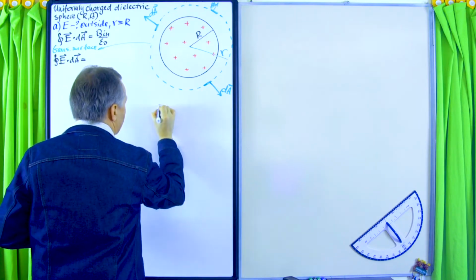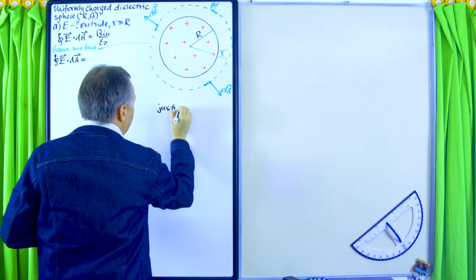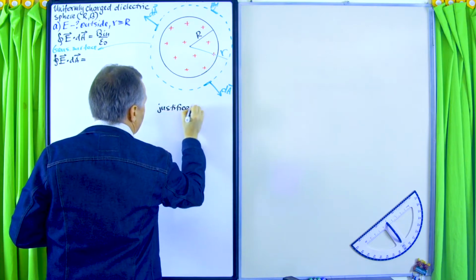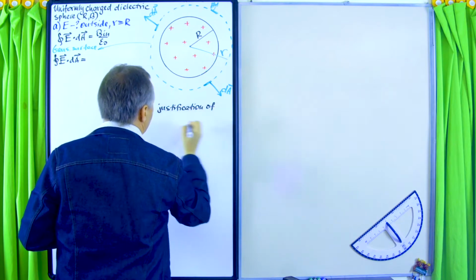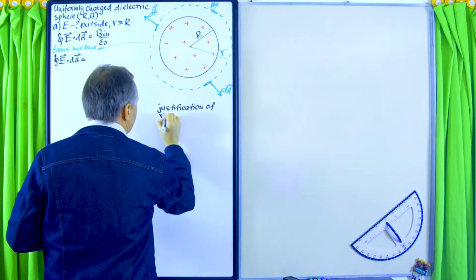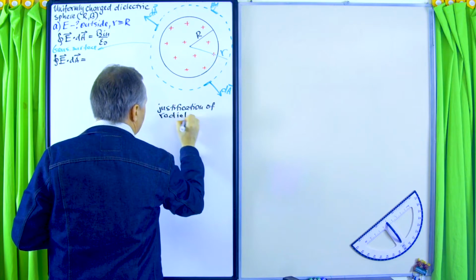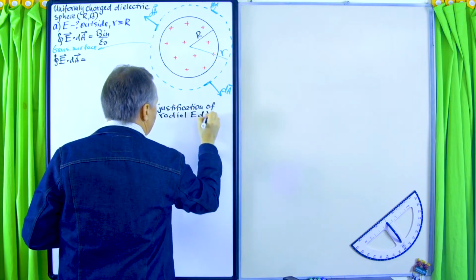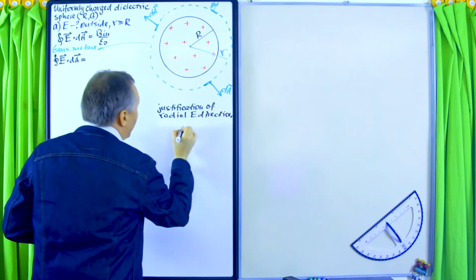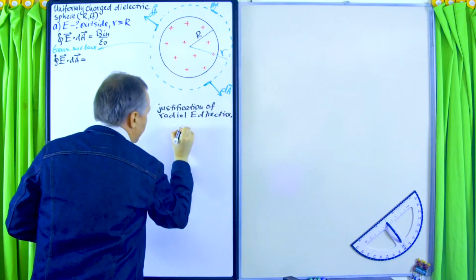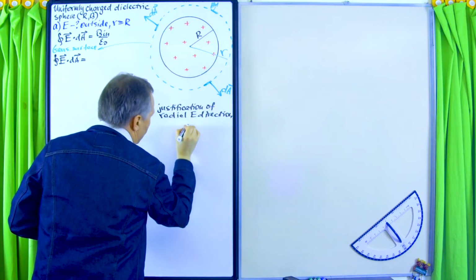All right, so let me write: justification of radial E direction. Okay, let me do it this way. Let me redraw this picture smaller.